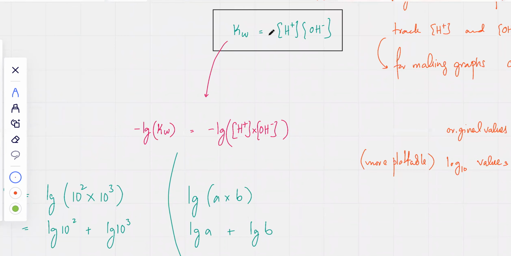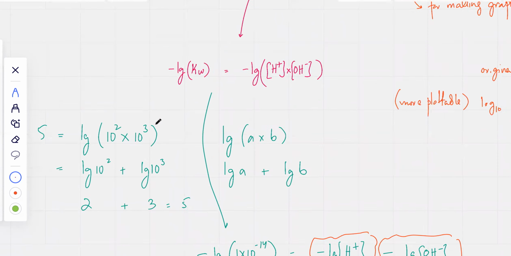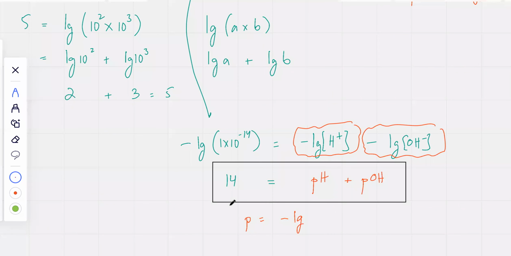And I talked about Kw. I took the log on both sides. When we take log, our Kw expression becomes this. This is the log of Kw, which is 1 times 10 power minus 14. And the H plus 1 concentration and OH ion concentration were being multiplied. So when you take log, the multiplication changes into addition. And because I was multiplying everything with a negative sign, the addition becomes subtraction. So it's 14. This thing is called pH, and this thing is called pOH. Okay, is this clear? This is all what we did yesterday.